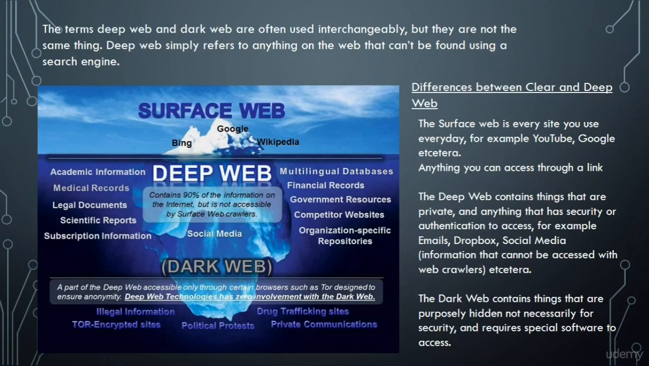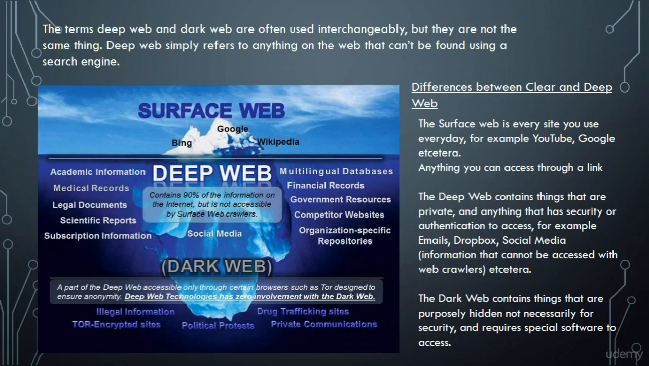Now, the deep web contains information that is private and anything that has security or authentication in order to access it. For example, emails, Dropbox, social media, and information that cannot be accessed with web crawlers or search engines. Let me explain what this means. If I went to Google and searched for the title of an email with the recipient name, I guarantee it's not going to come up, because Google cannot index emails as they require a certain level of authentication. And this is what I wanted to explain to you.